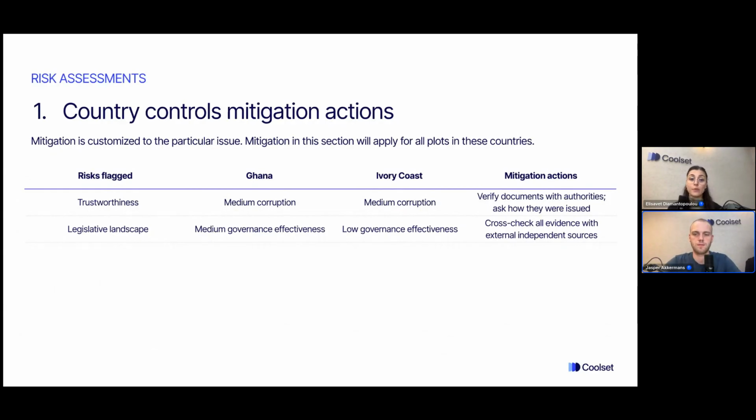When it comes to corruption in a country, you can, for example, ask your compliance team to verify all the documents with authorities in each country of production, or you can ask your suppliers how they arrived at this document, how these documents were issued. And why is this important? Because you can cross-check if corruption has happened in the meantime. Also, similarly, when we're talking about governance effectiveness, you can cross-check all the evidence with independent sources, like a certification, for example.